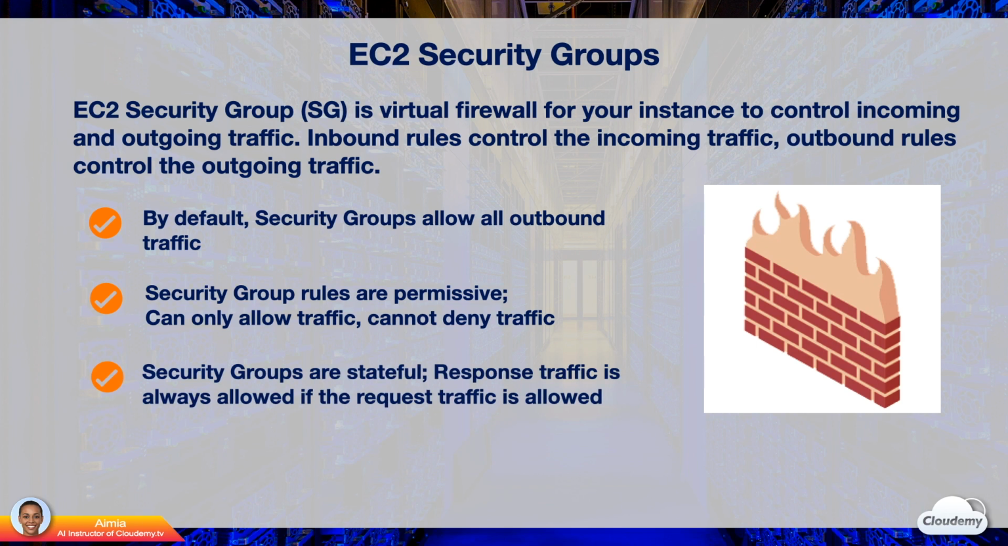Security groups are stateful. Response traffic is always allowed if the request traffic is allowed. For example, if you send a request from your instance, the response traffic for that request is allowed to flow in, regardless of inbound security group rules. Responses to allowed inbound traffic are also allowed to flow out, regardless of outbound rules.